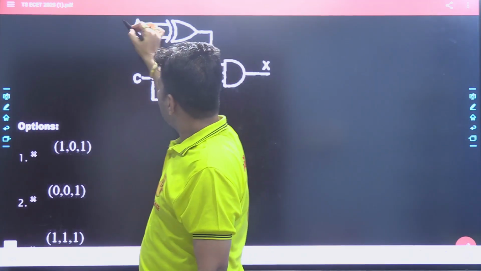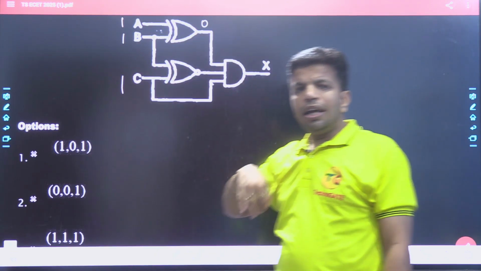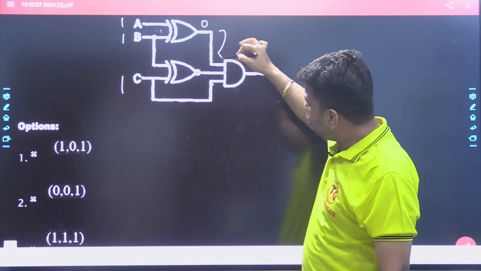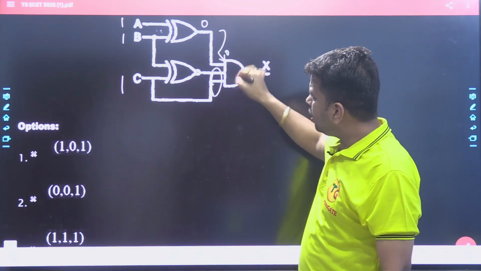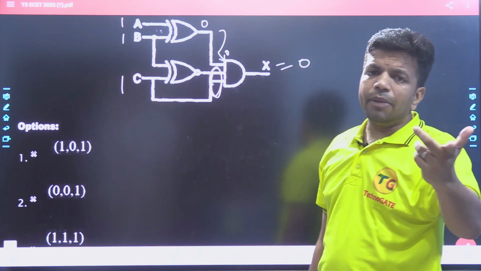Let's see the next: if all bits are 1, the bits are same, so the result is 0. Now can we say that if any of the 0 goes to the end, what will be the result of these two? It doesn't matter, your output is always 0, because 0 AND anything becomes 0.